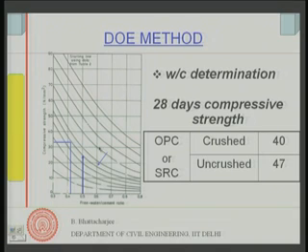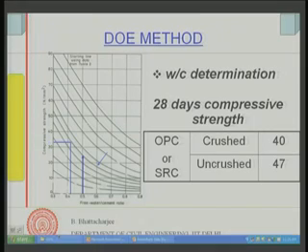Then what I do, supposing my target mean strength is 32 as shown here, I go to 32, draw a line here, come up to this curve and find out the corresponding water cement ratio. Let me repeat this process again.